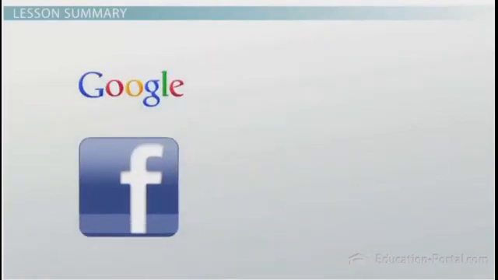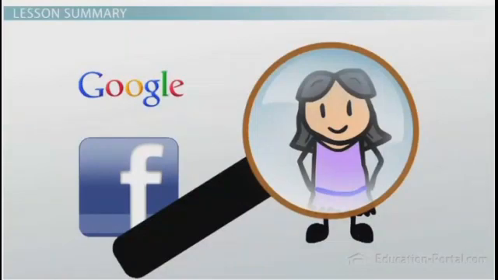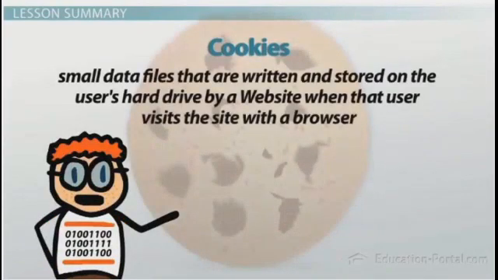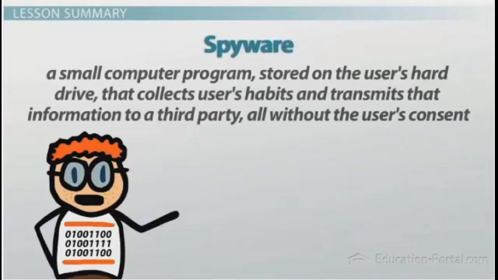Spyware and cookies have enabled organizations to keep tabs on consumers and monitor their activities and habits on the Internet for business purposes. Recall that cookies are small data files that are written and stored on the user's hard drive by a website when that user visits the site with a browser. Spyware is a small computer program stored on the user's hard drive that collects users' habits and transmits the information to a third party, all without the user's consent.